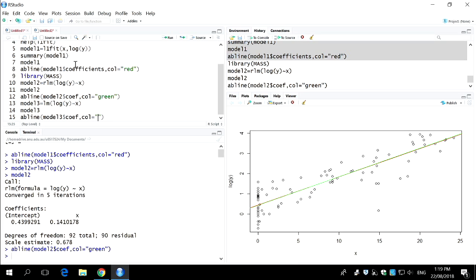What's a nice colour? Blue. I'm stuck in the primary colours. Lack of imagination on a Wednesday.